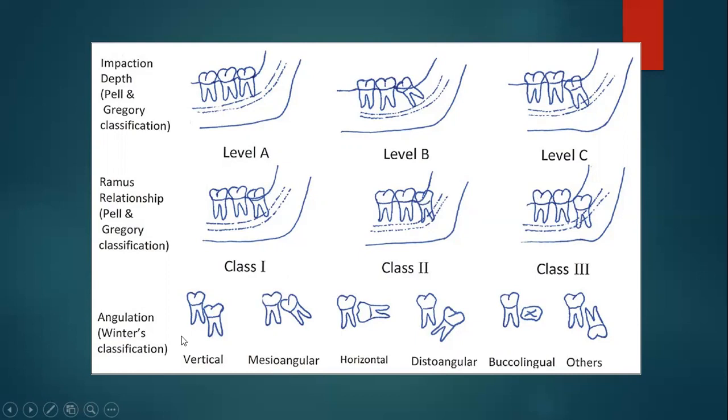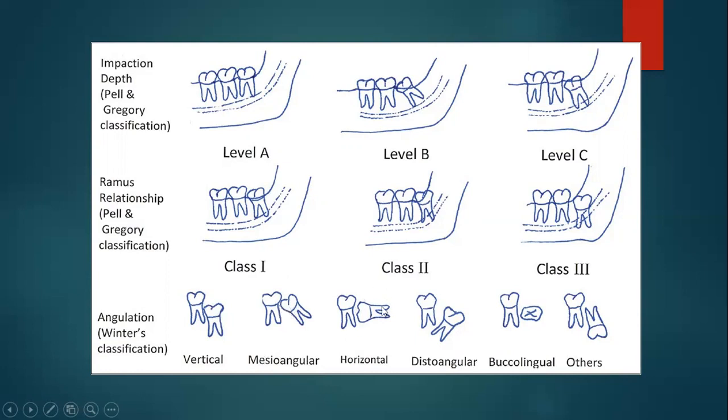Then we have the all-time favorite Winter's classification, based on the angulation of the tooth. There can be vertical, according to the occlusal plane, like this is vertically high, this is vertically low. Then you have to base them on the angulation as well. It can be mesioangular. The mesial cusp is towards the distal cusp of the second molar.